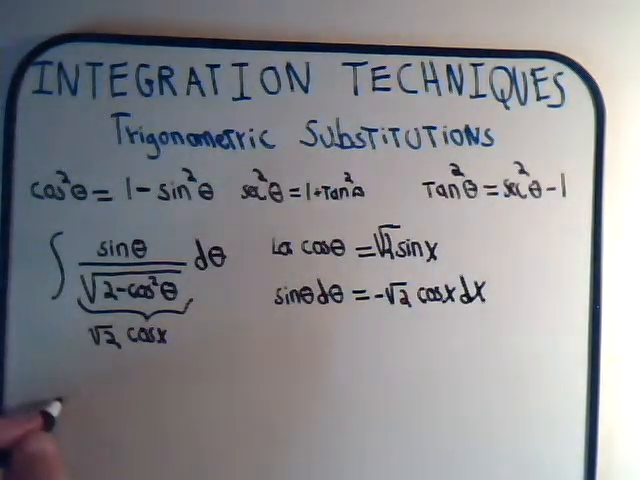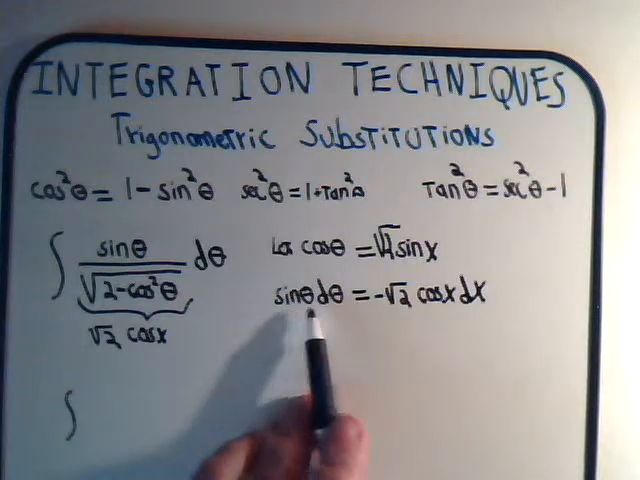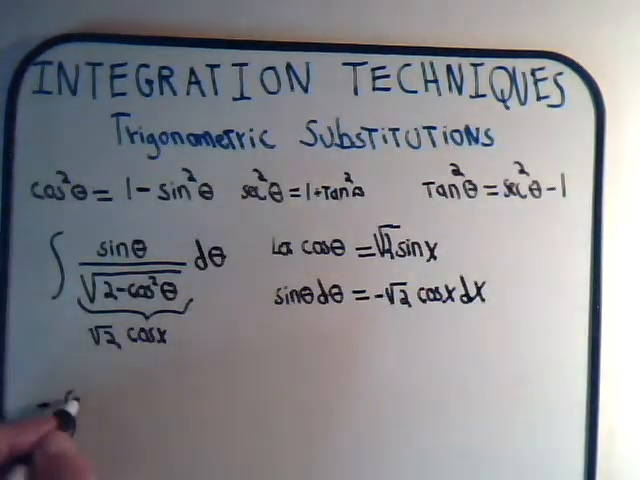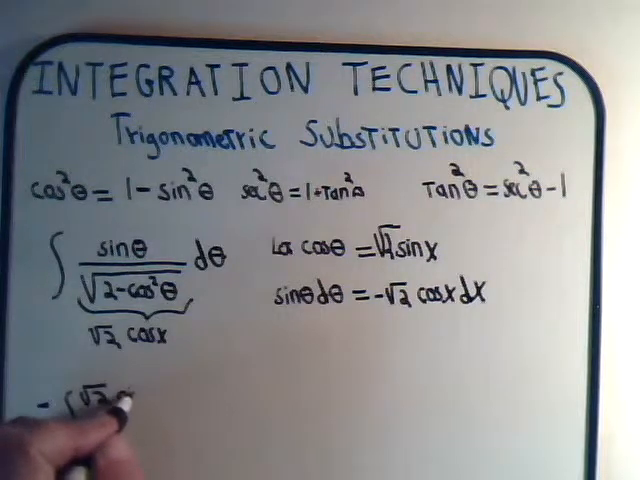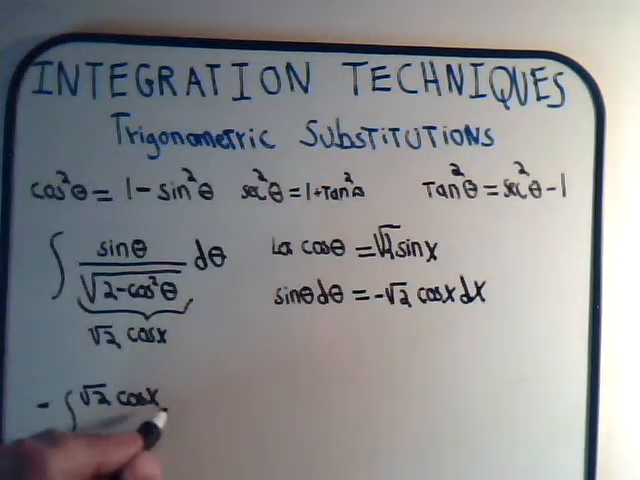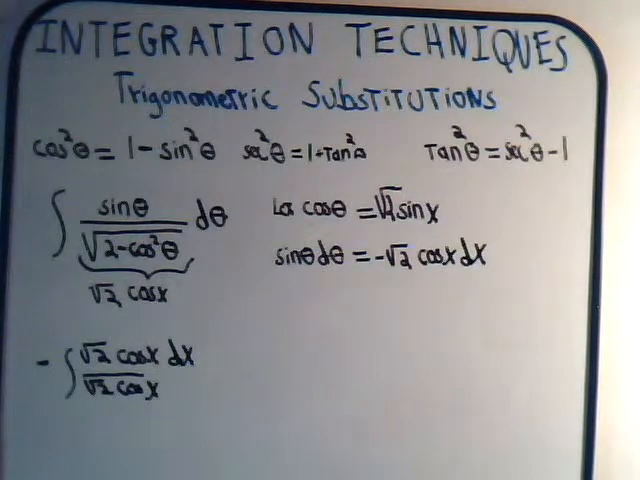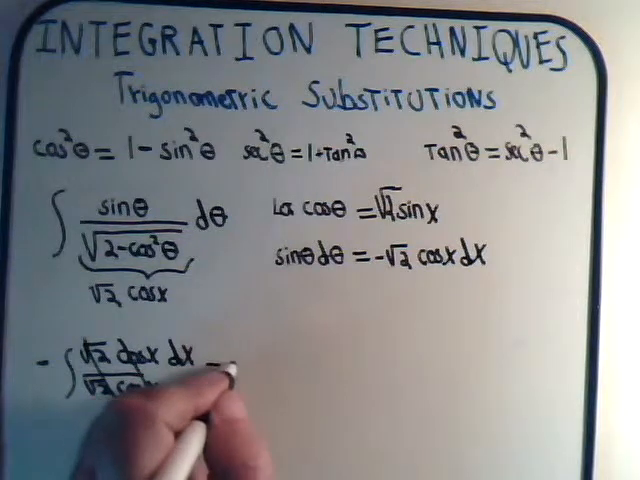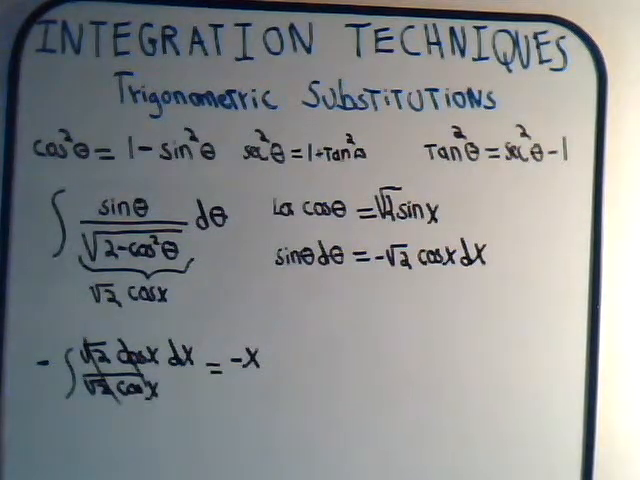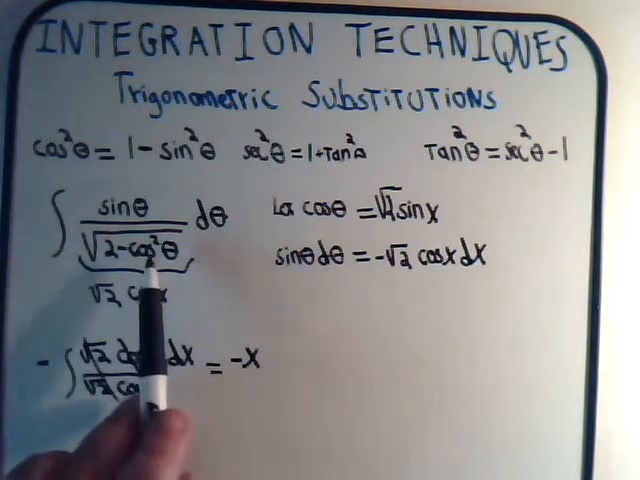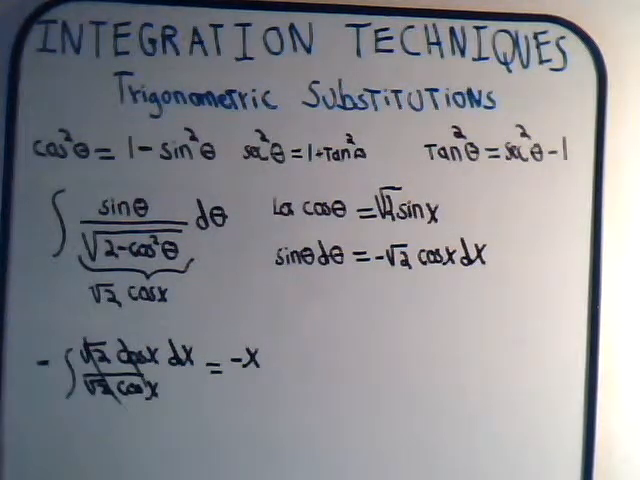So here, this integral now becomes sine of theta d theta, minus the square root of 2 times the cosine of x dx, divided by this, the square root of 2 times the cosine of x. So this simply is just minus the integral of dx. Obviously that is minus x. So now we want to get this expressed in terms of thetas as our original integral was.